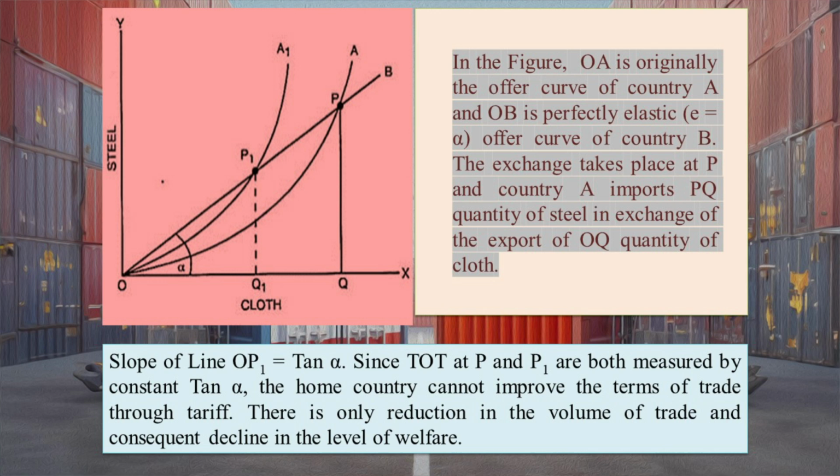Now the slope of the line OP1, as shown in the diagram, is equal to tan alpha. Since the terms of trade at point P and P1, the two points, the initial point of offer curves A and B at point P and the next point P1, are both measured by constant tan alpha, the home country cannot improve the terms of trade through tariff. There is only a reduction in the volume of trade and a consequent decline in the level of welfare. So what we have seen here is that if the maximum level is attained above the optimum tariff, the home country cannot improve the terms of trade through tariff.